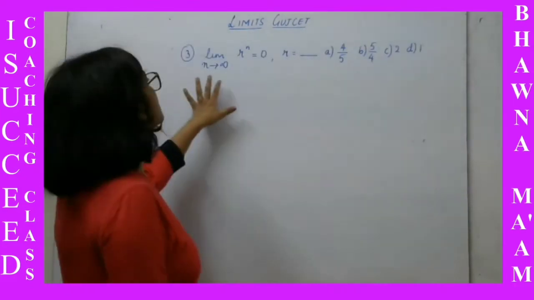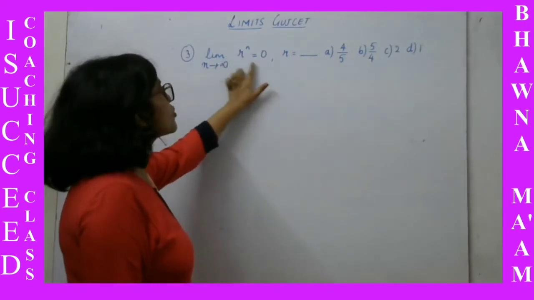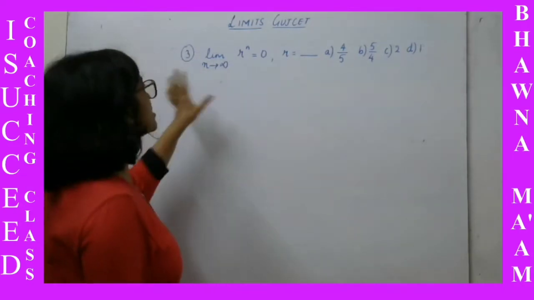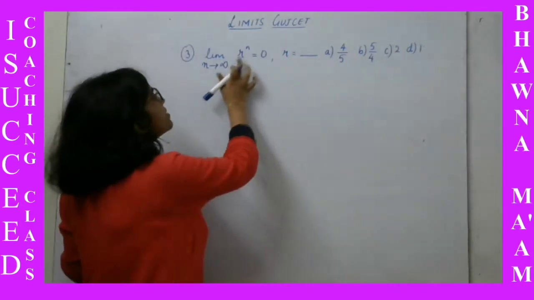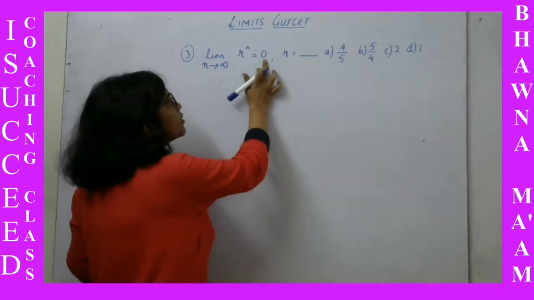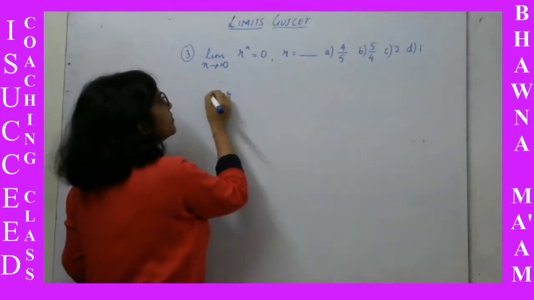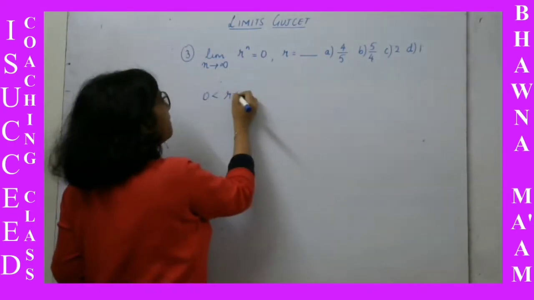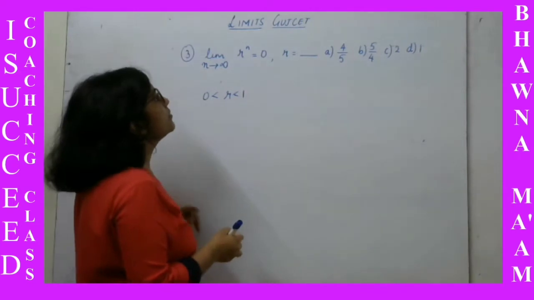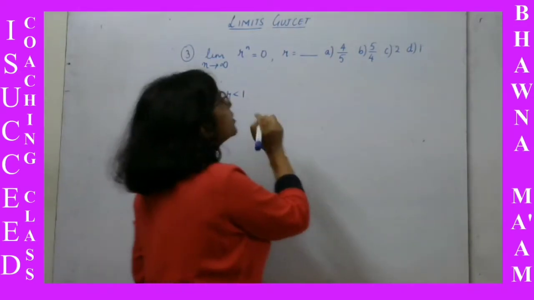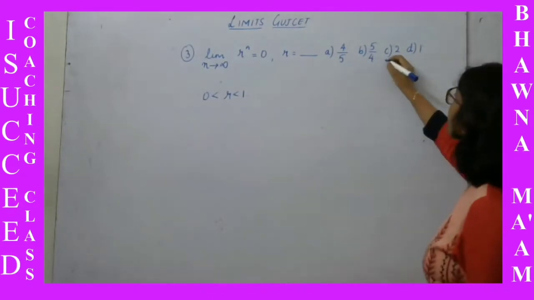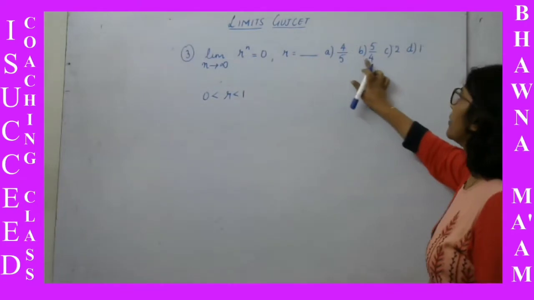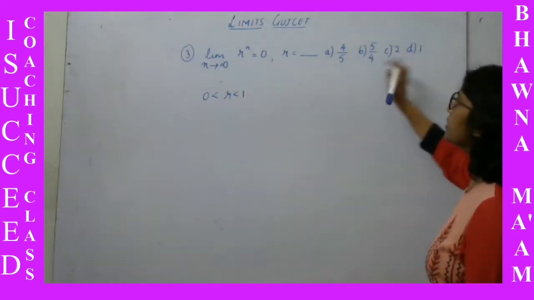Okay, the third one is limit n tends to infinity, r to the power n is 0. We have to find what value of r will be the appropriate value. The first thing we notice is, because n is a very large number and our answer is coming 0, that means r should be a fractional value which is between 0 and 1. So let's see which value is between 0 and 1 from here. Obviously this 4 by 5 is between 0 and 1. This is 1 point something, this is 2, this is 3, so option is A.